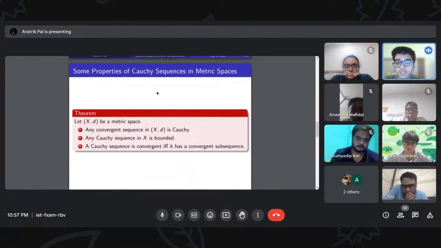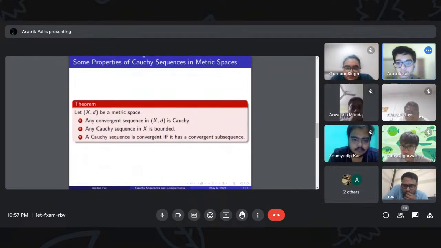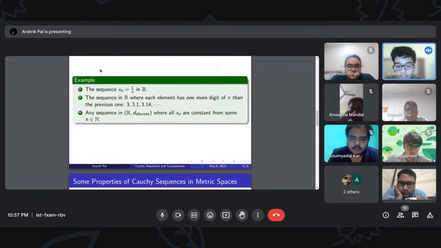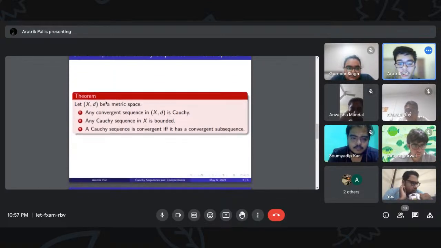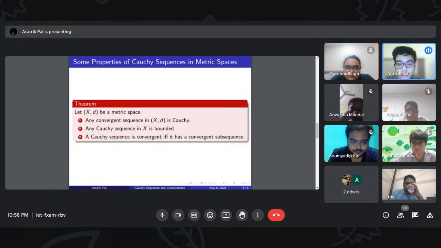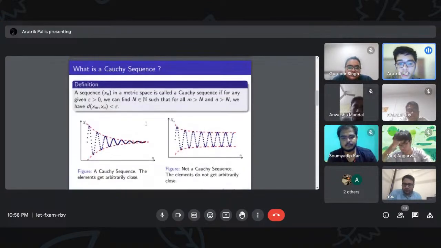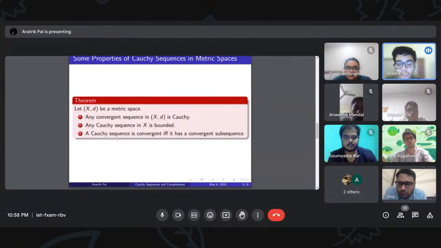Now Cauchy sequences have some properties in metric spaces. Any convergent sequence in a metric space is Cauchy. As we saw in the previous examples, xn equal to 1/n converges to 0, and the digits of pi, 3, 3.1, 3.14, converge to pi. Both of them are convergent, and both of them are Cauchy sequences. So this is one of the theorems: any convergent sequence is Cauchy. Our second property is that any Cauchy sequence in X is bounded. We can prove this by taking epsilon equal to 1 in the definition, and then getting the maximum value, so it is bounded.